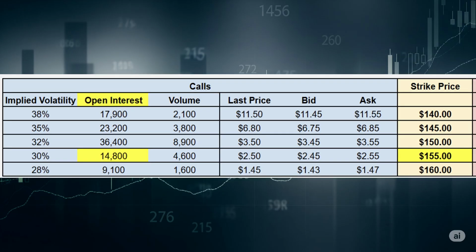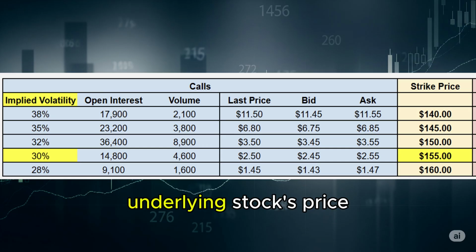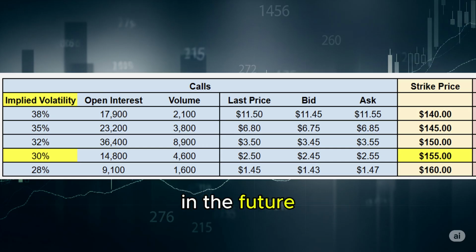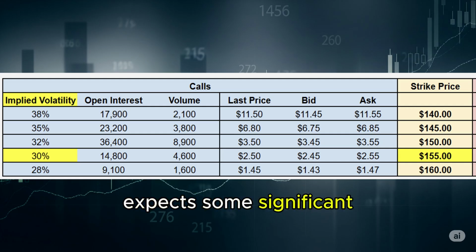Open interest: it shows the total number of open contracts that have not yet been closed out or expired. Open interest for this specific contract could be 14,800, which gives you a great sense of its overall liquidity and popularity. Implied volatility, IV: this is the market's expectation of how much the underlying stock's price will move in the future. IV for this option might be 30%, indicating the market expects some significant movement.